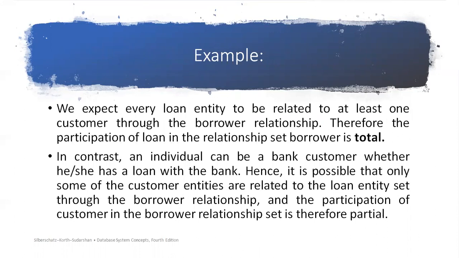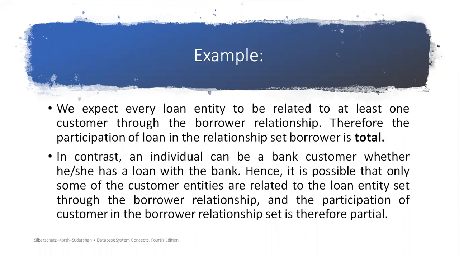This example is regarding a bank. The loan entity is there and the customer entity is there. And borrower is the relationship. So here we expect every loan entity to be related to at least one customer. That means if there is a loan entity, that means a loan number, every loan number is associated with at least one customer, right? So this is called total participation. Therefore, the participation of loan in the relationship set borrower is total.